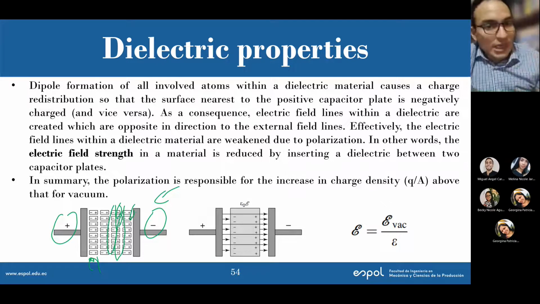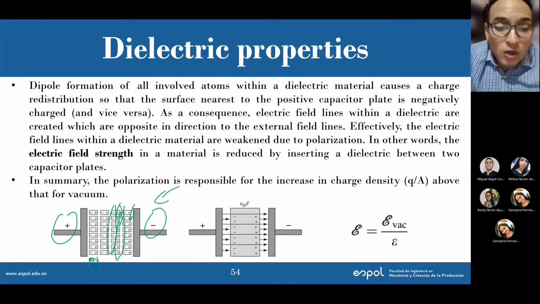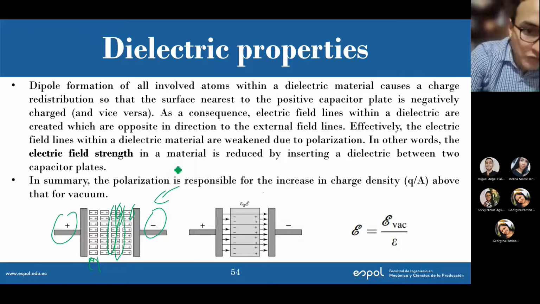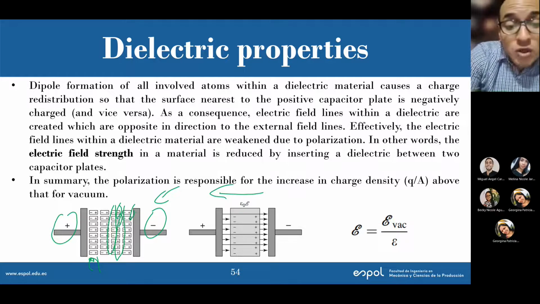Therefore, you create electric field lines within the dielectric. And obviously, these lines are opposite in direction to the external electric field lines. So if you have an electric field in that direction, then you create electric field lines in this direction, like you do here. All negative charges on one side, all positive charges on the other side, and therefore you have electric field lines that go opposite to the external electric field.